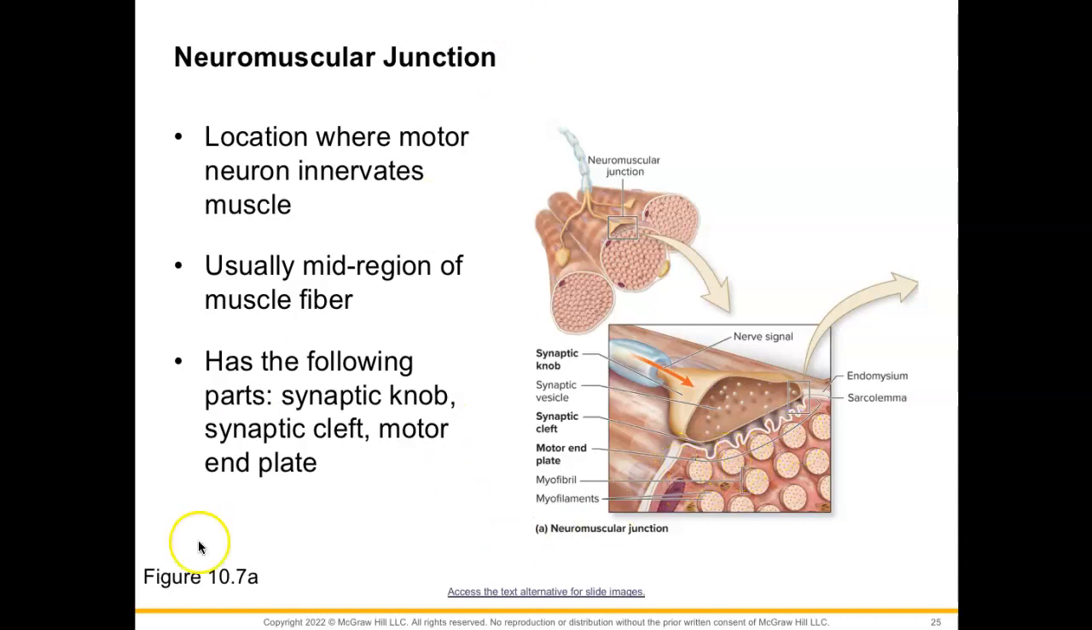And then just to make this a little clearer, I don't know if it's going to let me do this. Hopefully it does. But I want to make it clear what the motor end plate is. It's this portion over here. Notice how it's still my sarcolemma of my muscle cell, but it has a lot of these invaginations, and that helps to increase surface area. And then we see the sarcolemma kind of clears on out here.